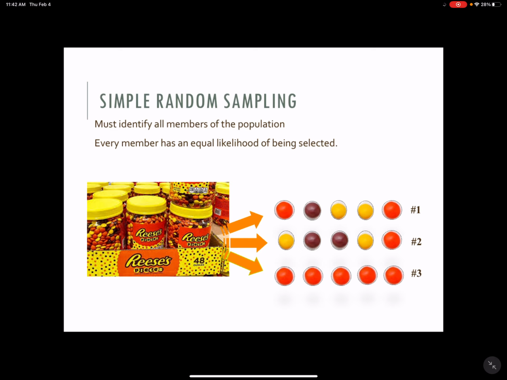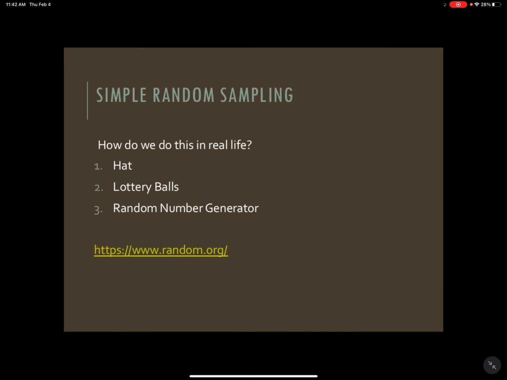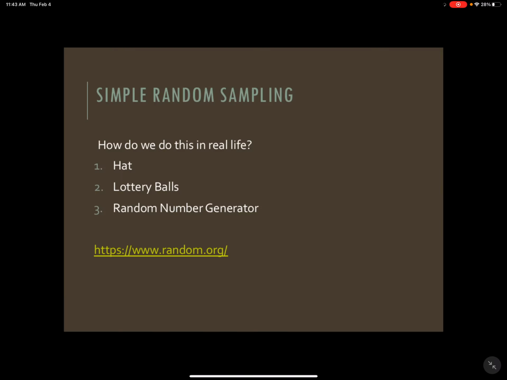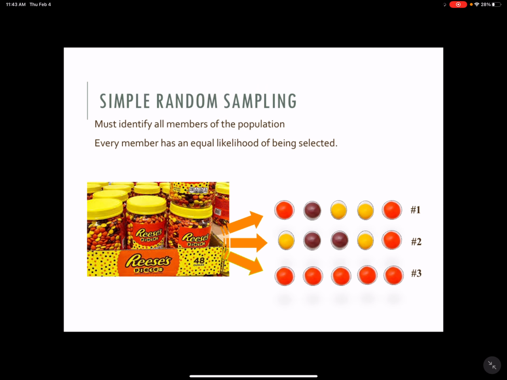So random sampling is good in the sense that it minimizes bias. That's the valuable thing about random sampling. It minimizes bias. The bad thing about random sampling is it doesn't ensure that all groups are represented.